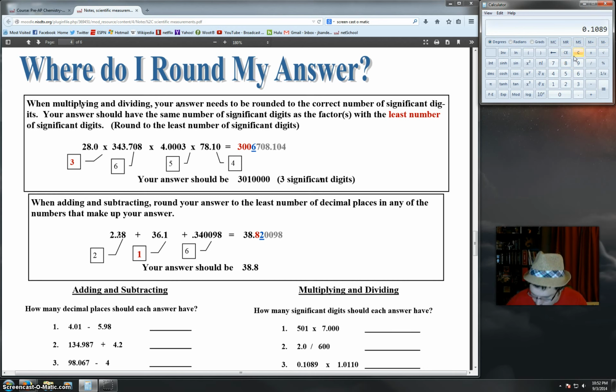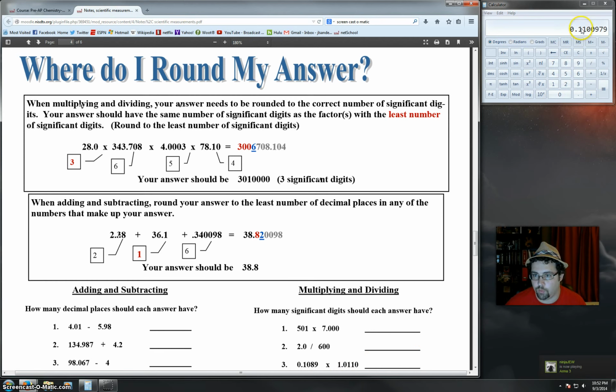0.1089 times 1.0110, that's going to equal that number. This is a decimal point. There's my first real number, so I've got 4 significant figures. Decimal point, first real number, so I've got 5, which means 4 is the lowest, so my answer should have 4. So there's my first significant figure, 1, 2, 3, 4.